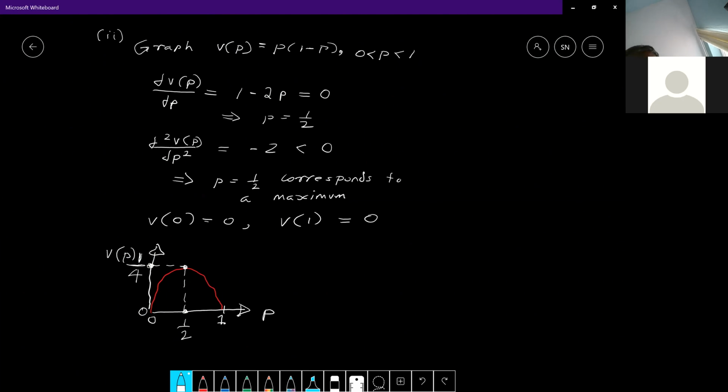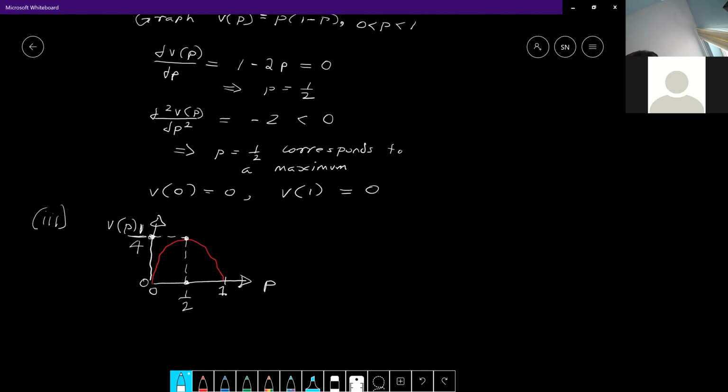Okay, so that's part 2. What we just did is part 3 of question 1. All right, we have graphed the function and determined the maximum value. So what we have proved from the graph is that p times 1 minus p is less than or equal to a quarter. That's the largest value for all p. All right. Okay.